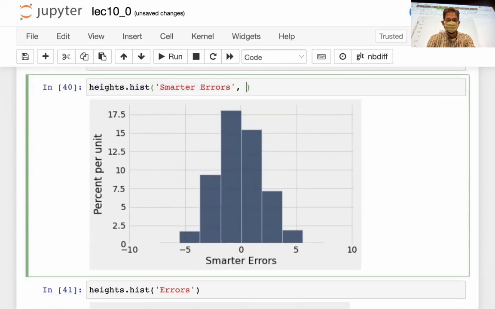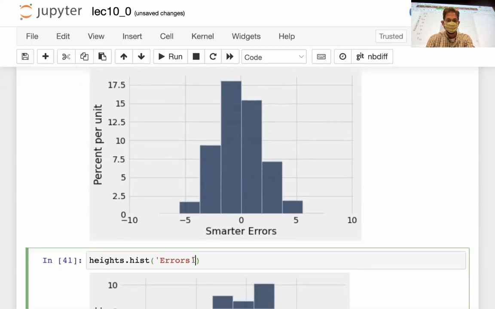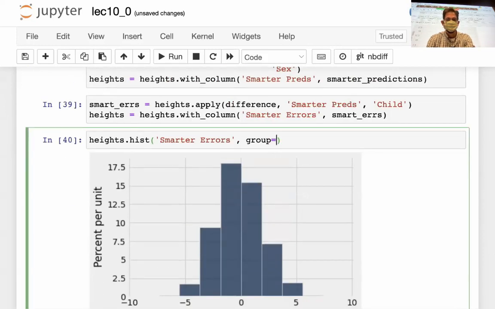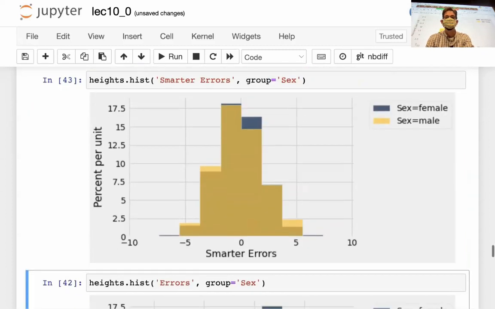And by the way, before, when we grouped by sex, we saw different errors for the two sexes. How about if we group by sex for our smarter predictions? Well, we're making similar kinds of errors in both cases. You still can't predict how tall a child will be, but you can get a little bit closer on average by taking more information into account.